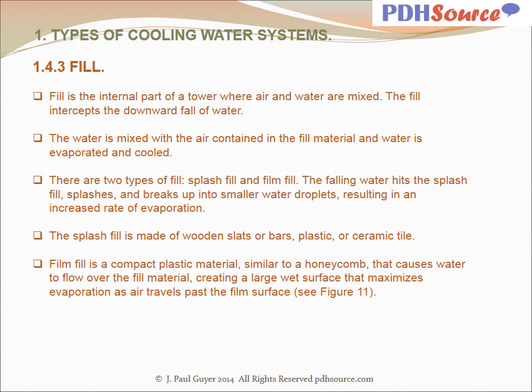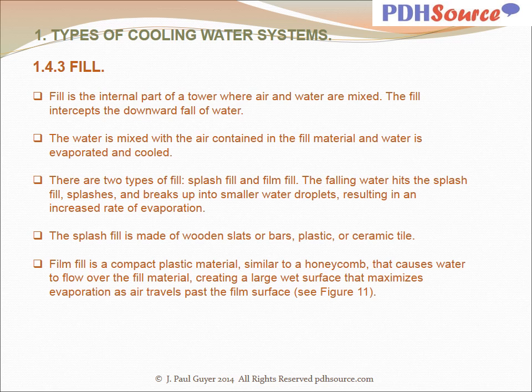Fill is the internal part of a tower where air and water are mixed. The fill intercepts the downward fall of water. The water is mixed with the air contained in the fill material, and water is evaporated and cooled. There are two types of fill, splash fill and film fill. The falling water hits the splash fill, splashes, and breaks up into smaller water droplets, resulting in an increased rate of evaporation. The splash fill is made of wooden slats or bars, plastic, or ceramic tile.